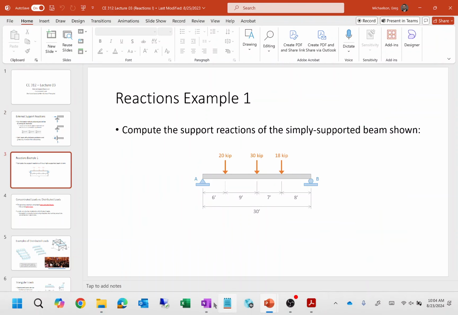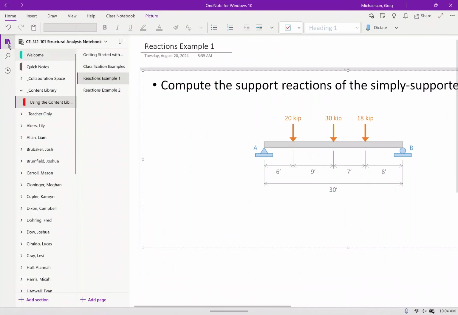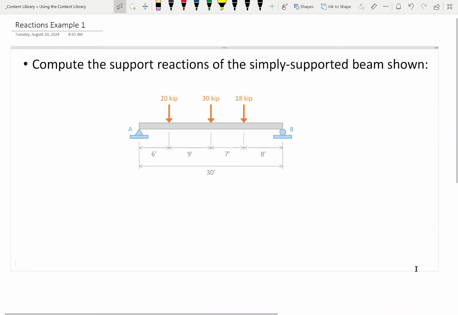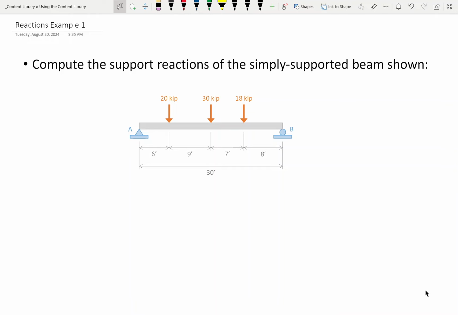Let me pull it up here on the notebook. Okay. So here's the structure that we're going to analyze. So I have a beam here. It's simply supported, so I have a pin and roller boundary condition at A and B. The beam is 30 foot long, and I have 3 concentrated forces on the beam. We have a 20 kip load, a 30 kip load, and an 18 kip load.